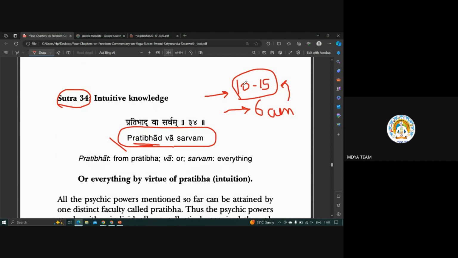As you understand, Viveka Khyati is the exact sunrise time. And before the sun rises, we can see, like Pratibha, that kind of power which we get before the Viveka Khyati. One of you please conclude it.